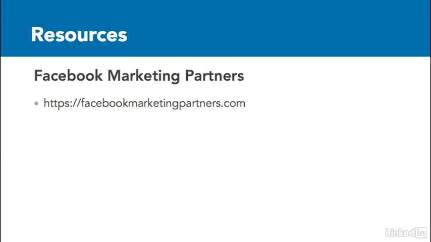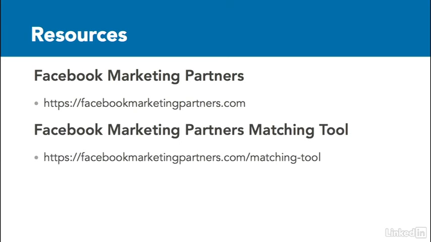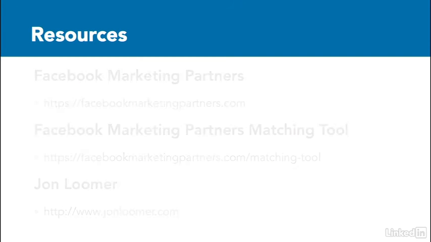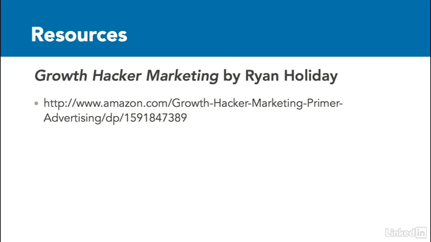To stay on top of those changes, I want to share some helpful resources. First is the Facebook Marketing Partners resource we covered in the course. This website explains the program and provides the latest updates. Second is the Facebook Marketing Partner tool. This tool will help match your business with the best Facebook marketing partner to fit your advertising needs. John Loomer runs a fantastic blog dedicated solely to marketing and advertising on Facebook. I highly recommend checking it out.